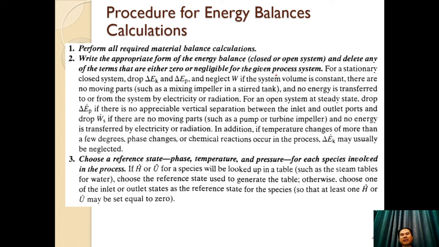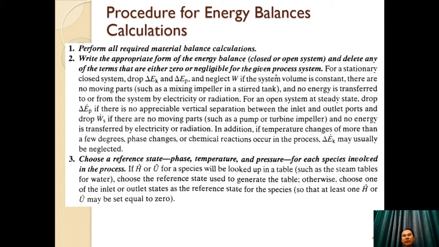The procedure for energy balance calculation: the first step, after you draw the flow chart, specify and label the material balance, specify all information and specify the unknowns. After that, you choose a basis for the calculation. And then you have to perform all required material balance calculations, if necessary. If you cannot solve with only the material balance, you have to solve both material balance and energy balance. Okay, for the next step, you have to consider the energy balance.